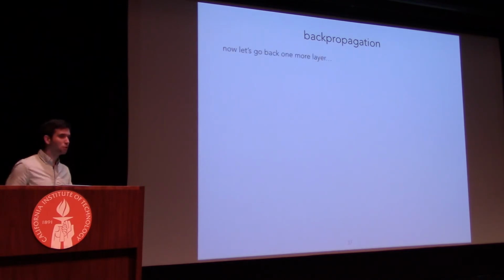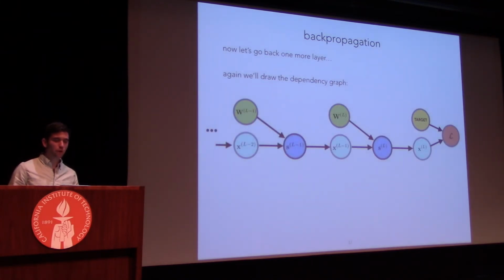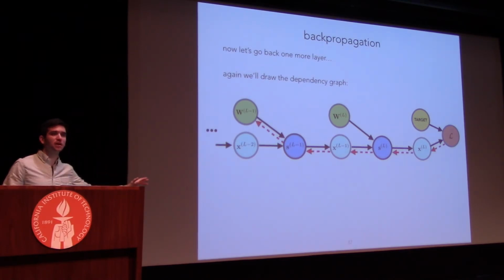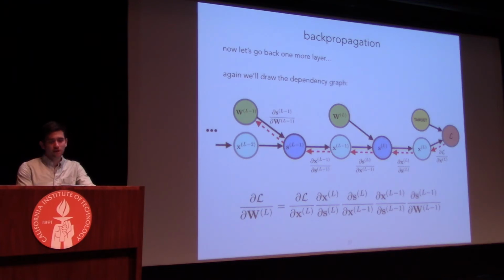So let's go back one more layer of the network just to see an example. Let's again draw the dependency graph, where now we're going back to W L minus 1. And we have to again traverse through this entire graph. This is, again, what chain rule looks like for this graph, where we've taken the derivative of each individual component as we traverse backward through the graph.